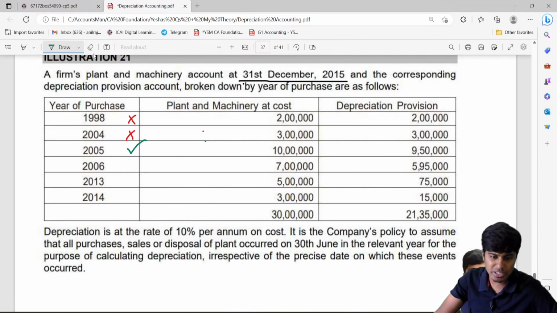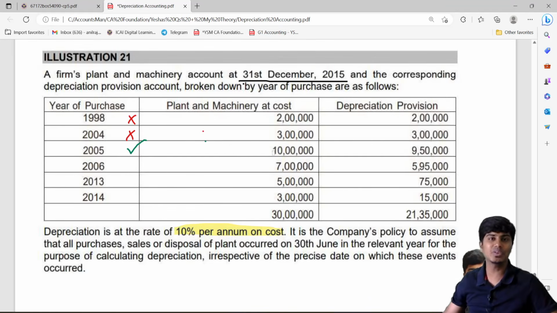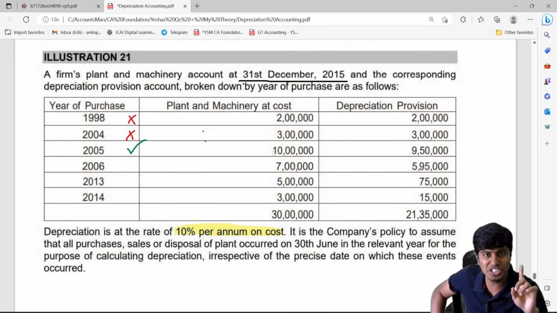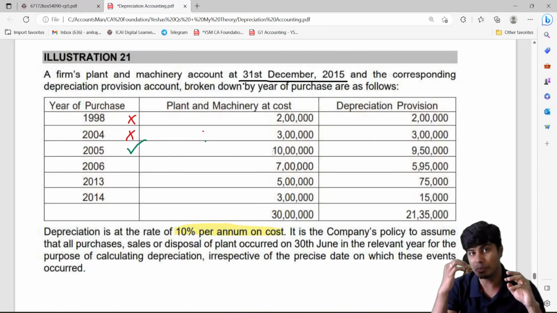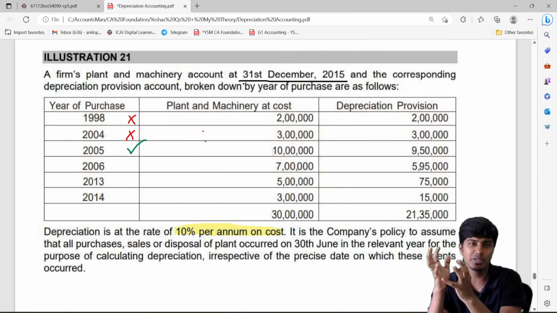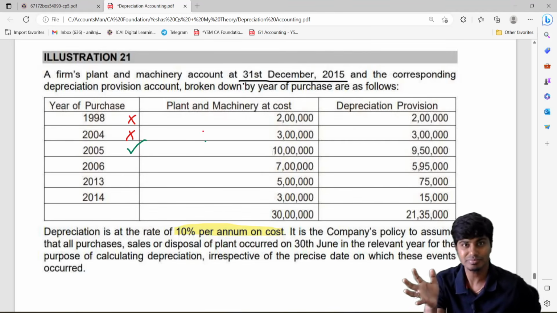In this question, they are mentioning that the depreciation rate is 10%. So though the depreciation rate is 10% on original cost method, I can't do 10 lakh into 10%, 1 lakh, as my depreciation. Because if I do the same, depreciation for the current period becomes 1 lakh. Existing accumulated depreciation is 9 lakh 50,000. To that, if I add this 1 lakh, total accumulated depreciation will become 10 lakh 50,000.